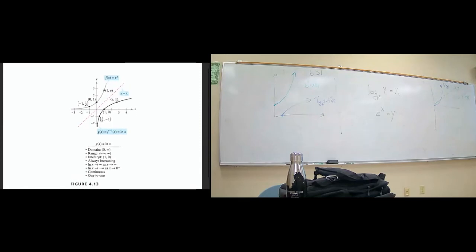And just like with any inverse function, the domain and range flip, the intercept flips, and then we have a couple other properties that follow from that reflection, right? Because our function is continuous, the inverse function is continuous. I should say because it's bijective. Surjective.